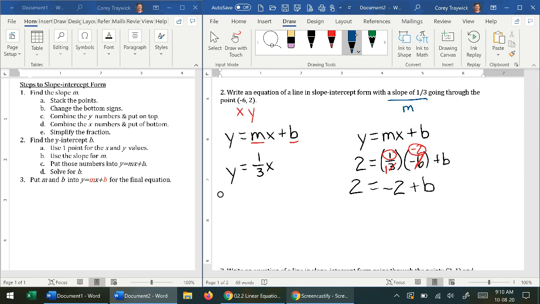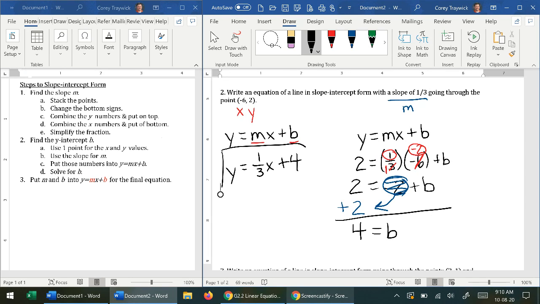Just like we did on the last problem, we're going to move this minus 2 over here to the left side of the equation and change its sign to positive. So this will be 2 plus 2. That'll leave b all by itself. Well, 2 plus 2 is 4, and so our y-intercept is 4. So we're going to move it to our final equation over here, and that is the answer. y equals 1/3 x plus 4. And when you type this into Google Forms, you can type 1/3.